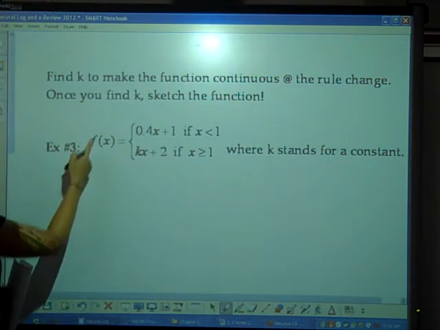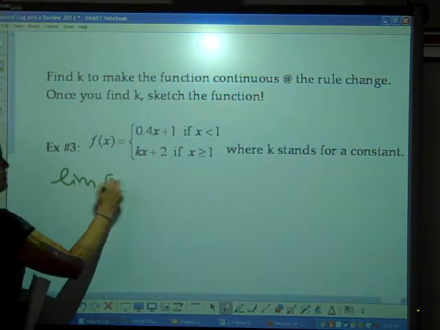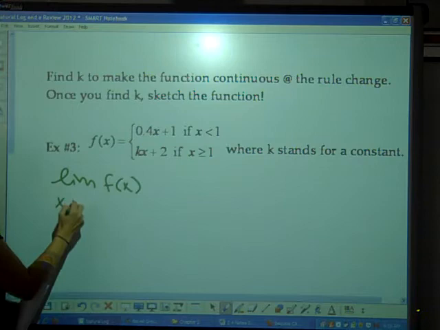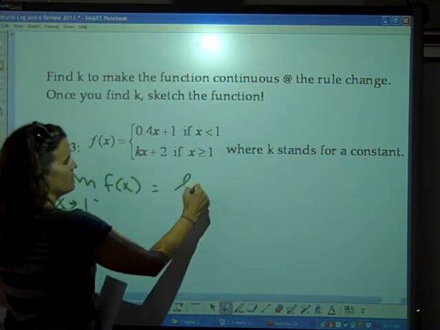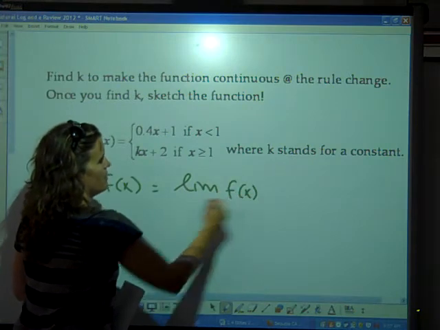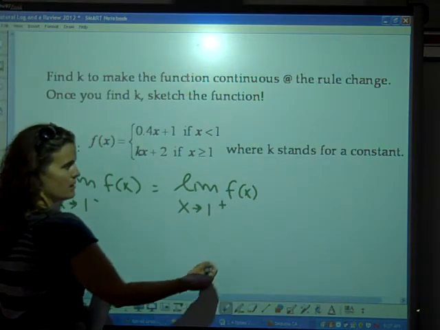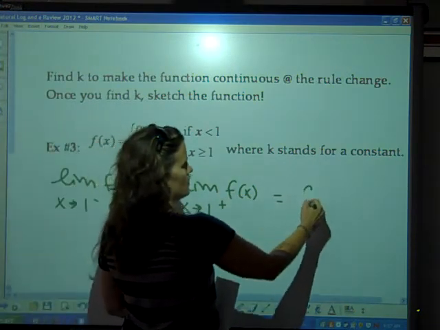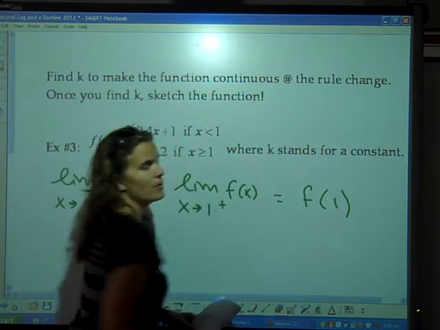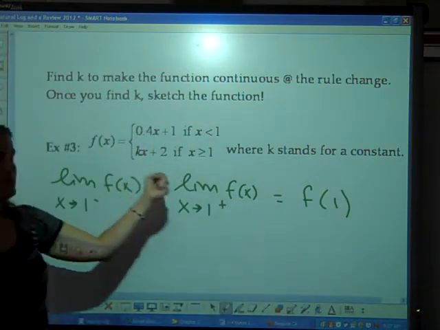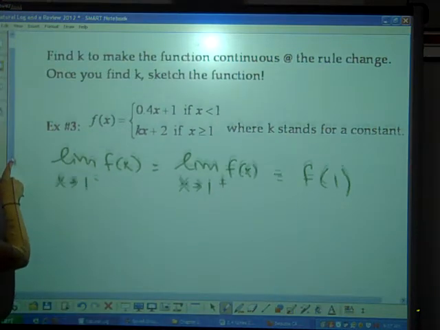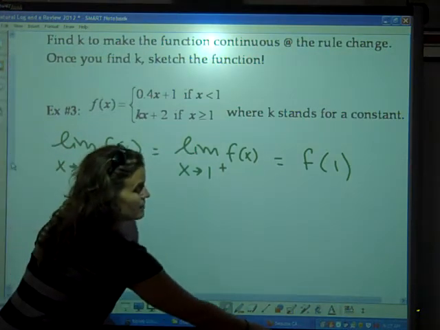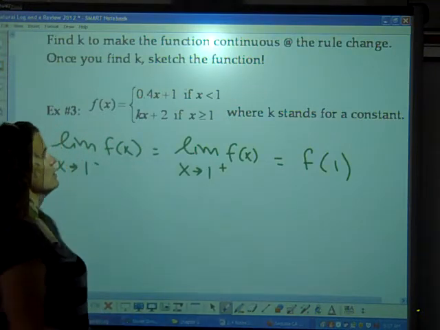Okay. So in this case, we can go ahead and just start with limit from the left as x approaches 1. We want that to equal the limit as we approach 1 from the right. And we also want that to equal the value sitting there. Okay. So if you have to come up with the k value, jump right into your definition of continuity and start plugging in the values, and you're going to end up with some form of an equation.